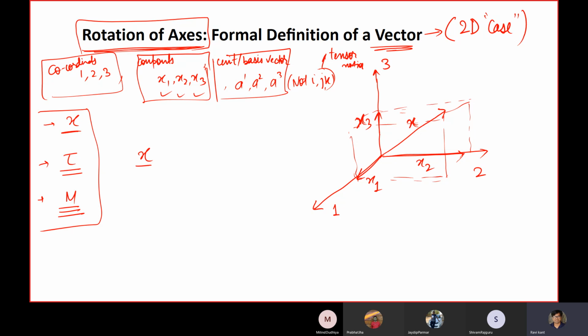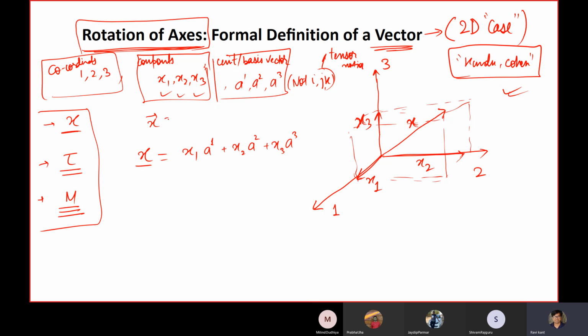So for this vector, I am going to write it in the vector form as x1 a1 plus x2 a2 plus x3 a3, and these notations are well written in your Kundu Cohen book. You should actually follow this book. So all these things are given. In our usual notation, we specify x is equal to x1 i plus x2 j plus x3 k, but here we will follow this notation for the sake of tensor notation. We will reserve these things for tensor notation.